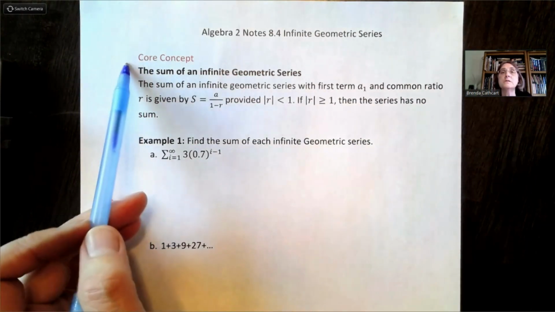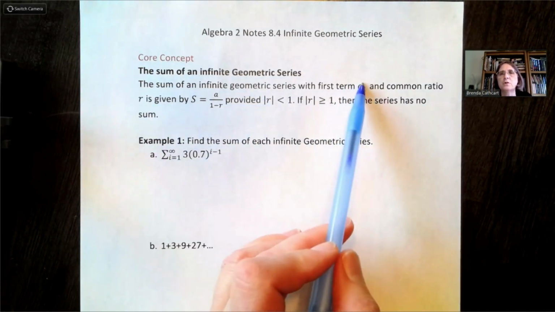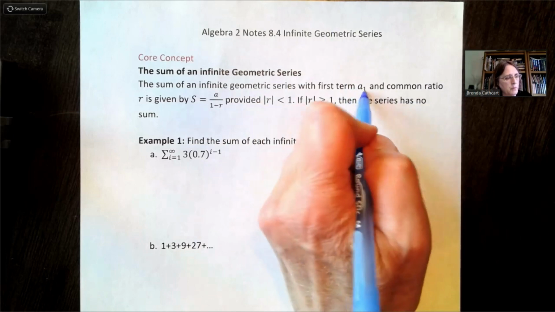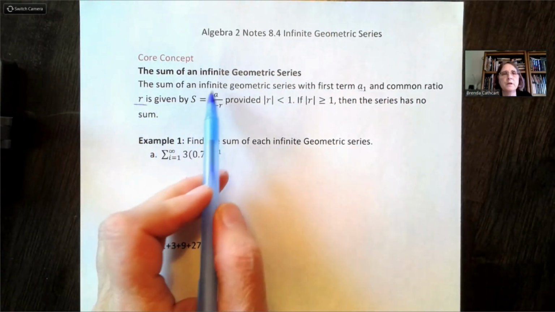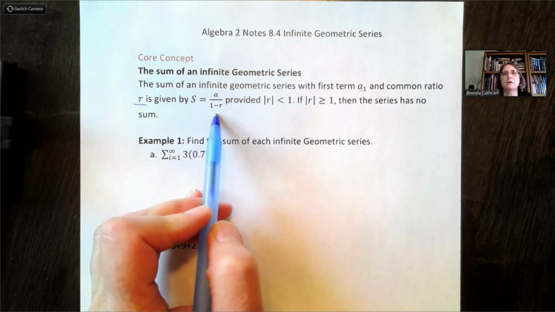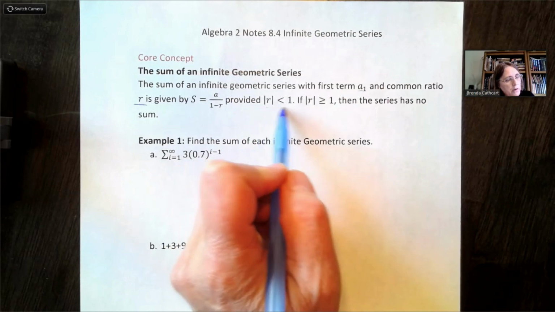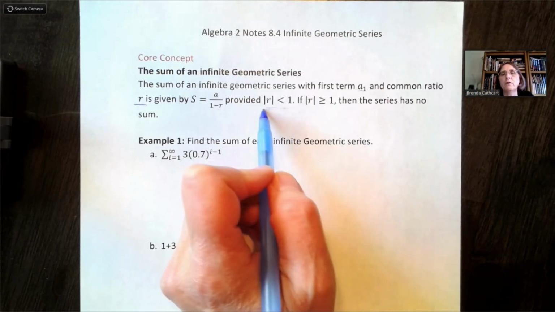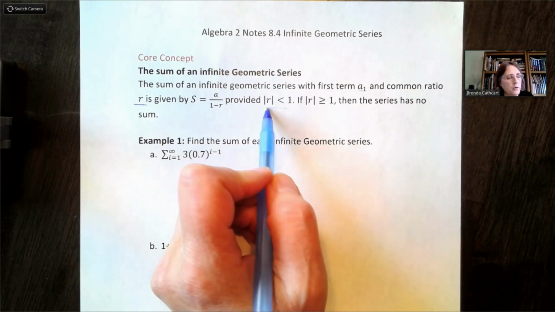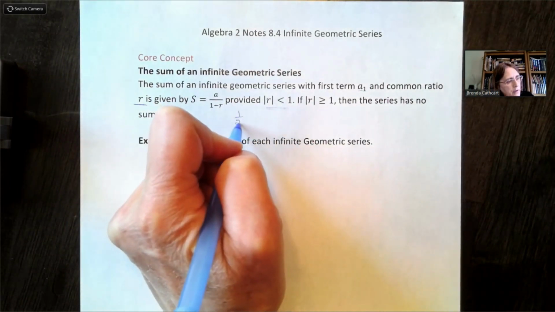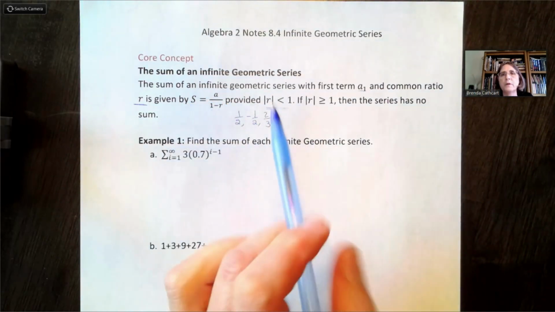So our core concept is that the sum of an infinite geometric series with the first term of A1 and a common ratio of R is given by the rule S equals A1 divided by 1 minus R. And that is going to be true as long as the absolute value of our common ratio is less than 1. So we're talking about values for R like 1/2, -1/2, 2/3, and so on.